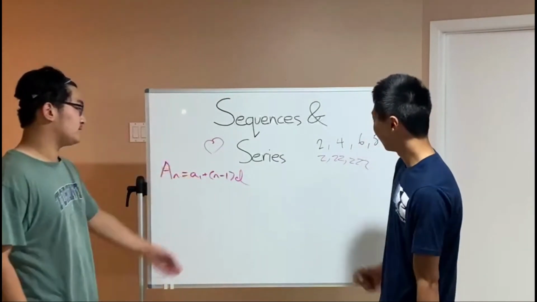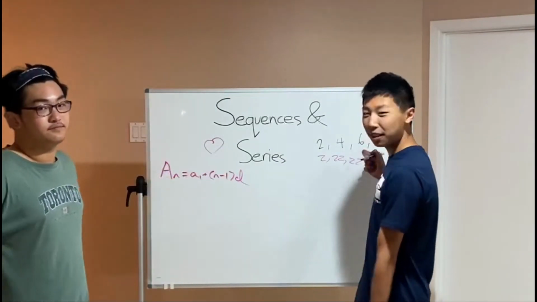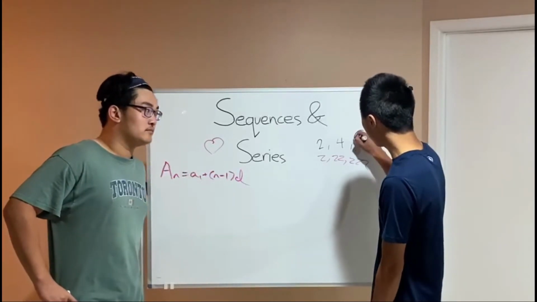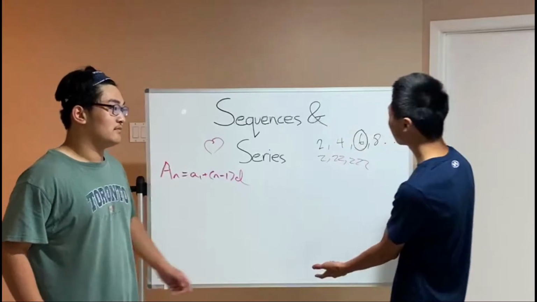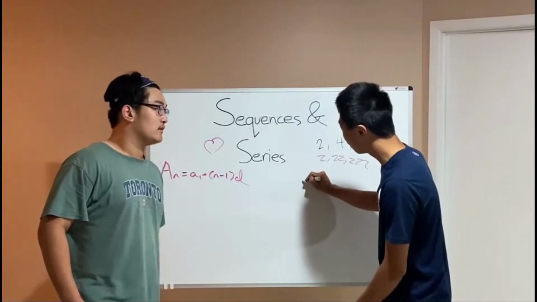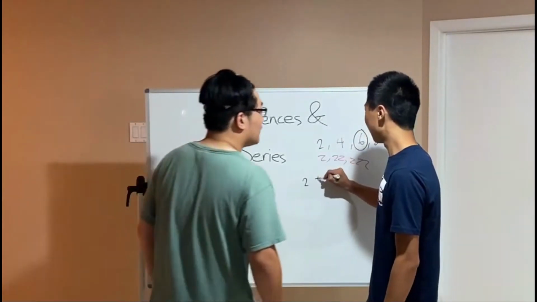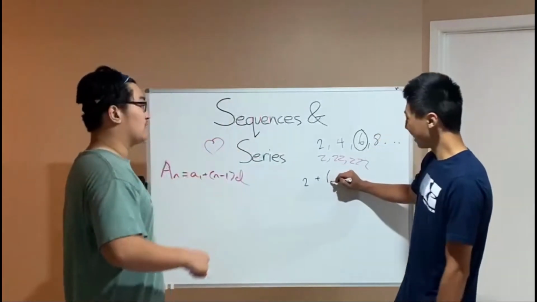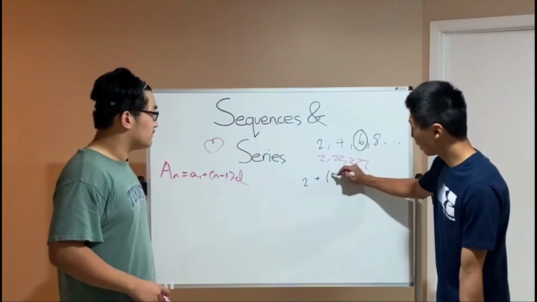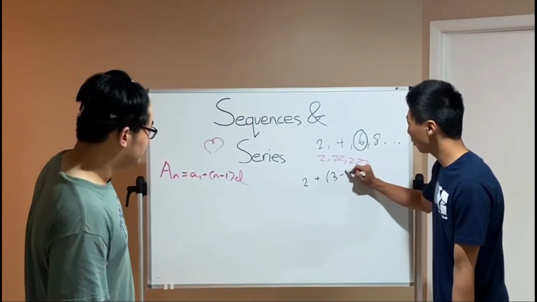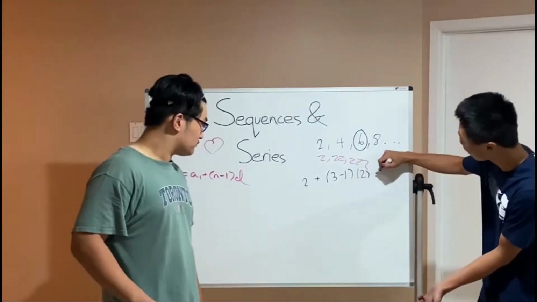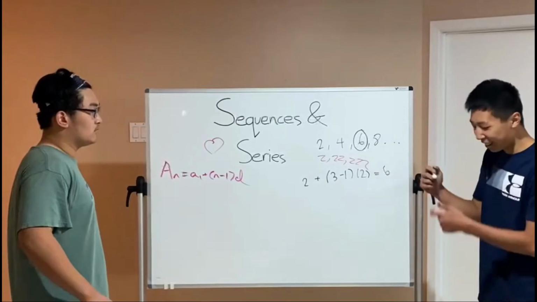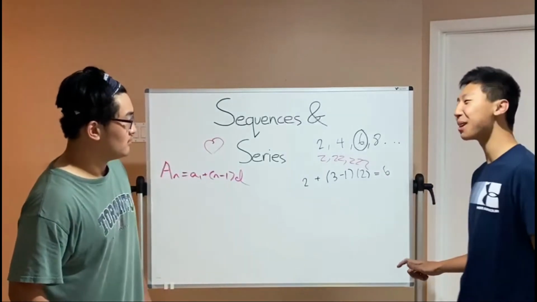So if we want to find the third term, we know that it's 6. So let's plug what we know into this formula. We know that the first term is 2, and that the term we're trying to find is the third one, and that the common difference is also 2. And that becomes 6. If you don't know this, review some pre-algebra.